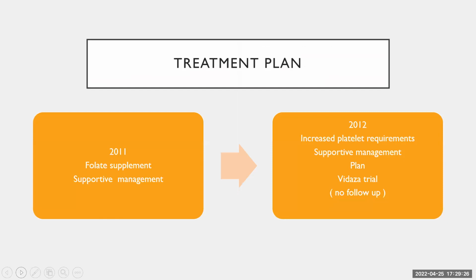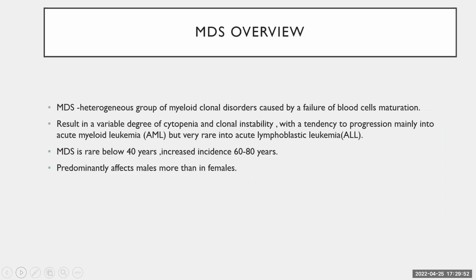So with his treatment plan, he was seen in 2011 where he was on folate supplements and supportive management. And in 2012, he started having an increase in platelet requirements and was on supportive management. The plan for him was to put him on the Vidaza trial. However, the patient was lost to follow up at that point. So those are the 3 patients.